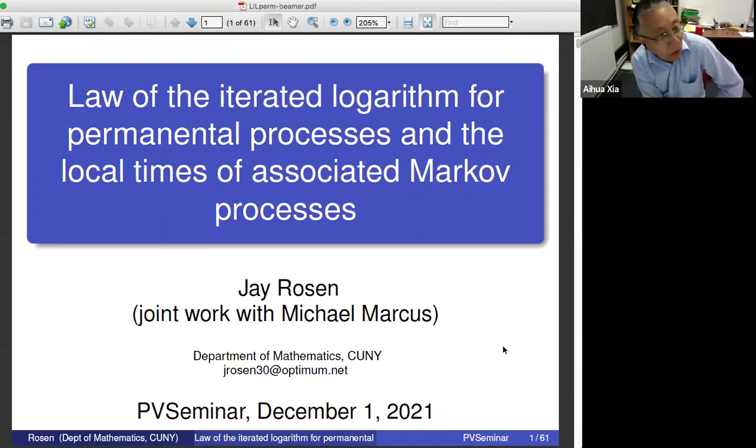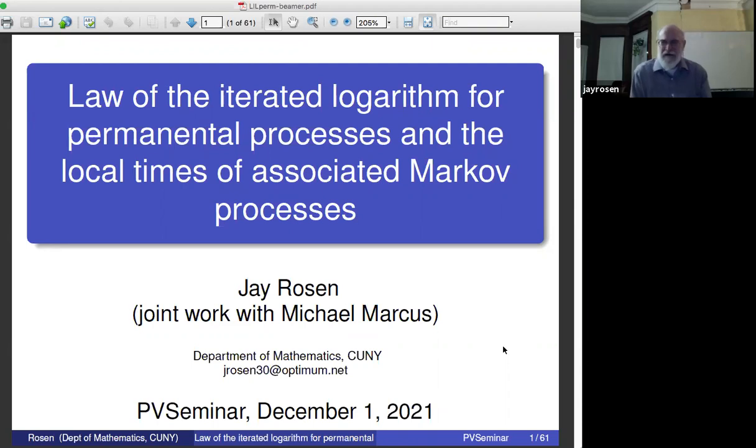Jay is a fellow of the IMS and was an associate editor for the Annals of Probability from 1997 to 1998. He was invited to present lectures in a number of conferences and workshops. Jay will talk about the law of iterated logarithm for permanental processes and the local times of associated Markov processes. Jay, the screen is yours.